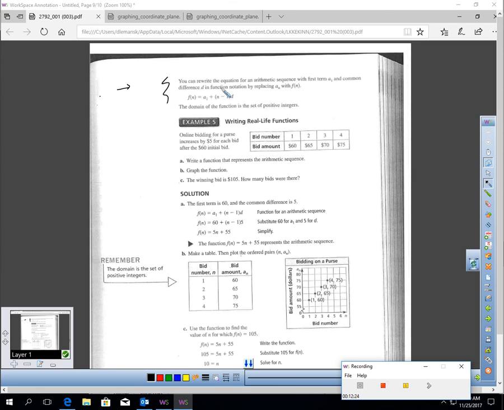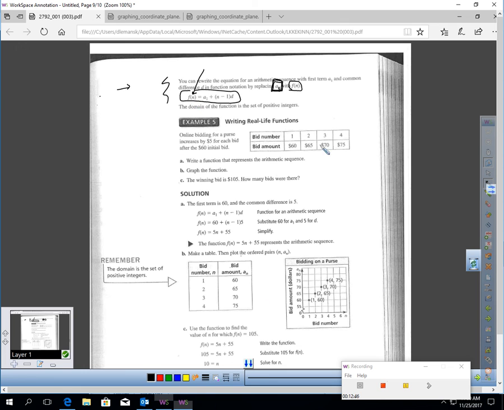This is saying you can rewrite an equation for an arithmetic sequence in function notation. Instead of using a sub n, I should call it the nth term of the sequence, I can just use f of n instead of a sub n. Okay? So that's how it would look. You notice it's the same statement, it's just instead of having a sub n, we have f of n.